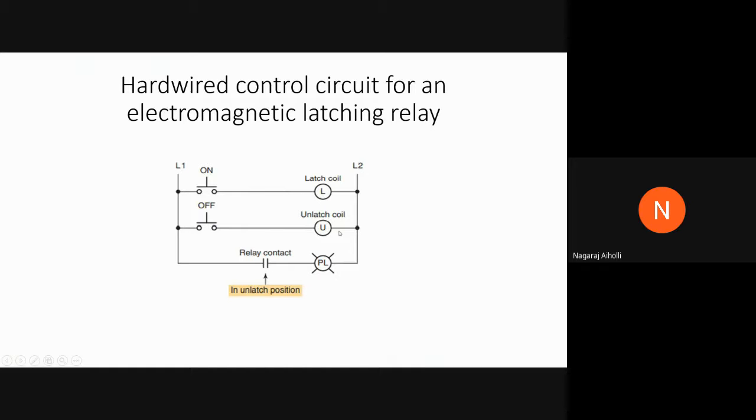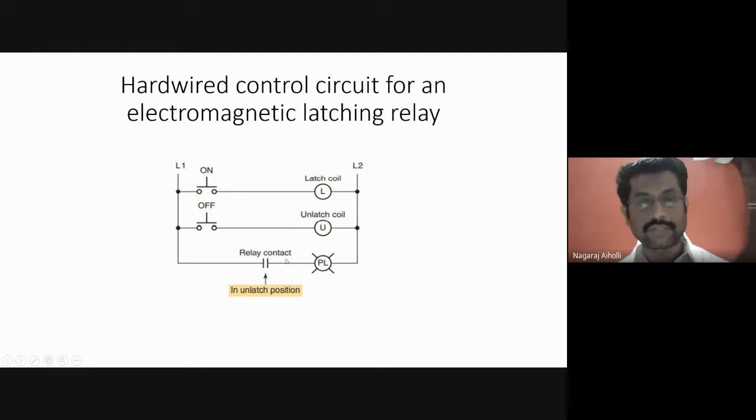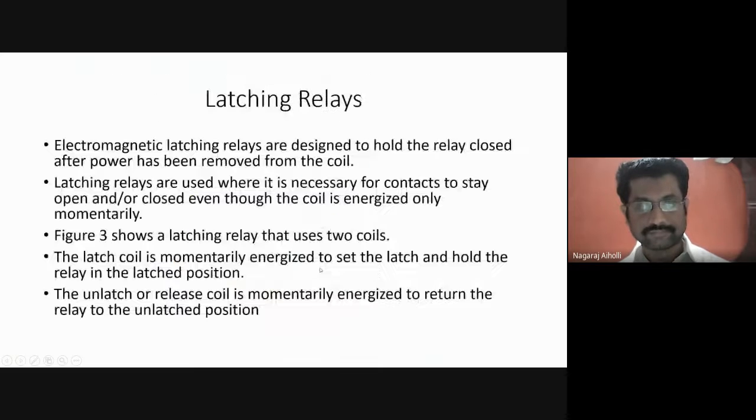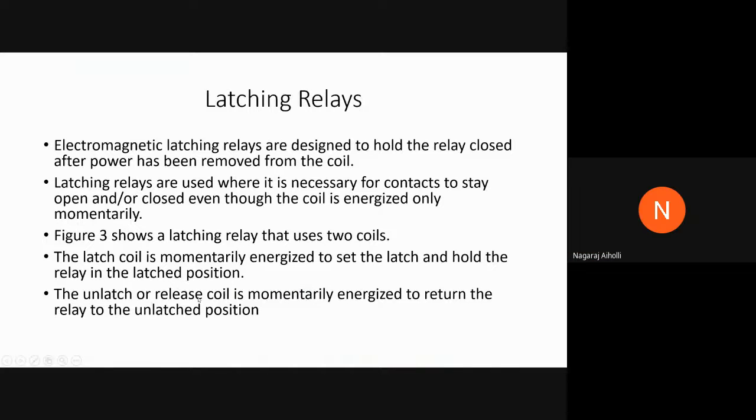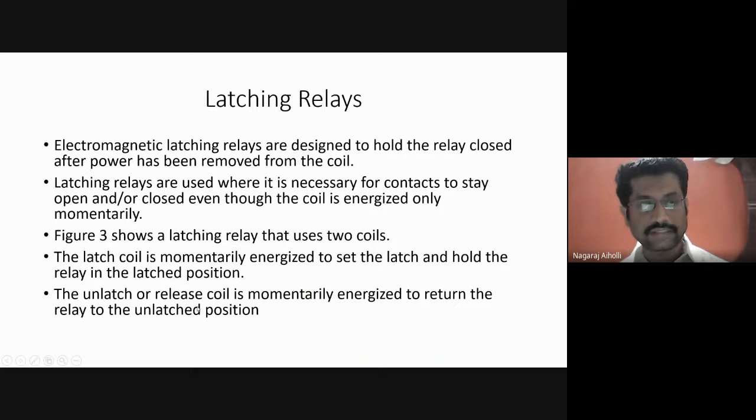Then, due to the unlatched condition of the coil, what is happening here? The pilot light will be in off state because this is in normally open state. Due to the normally open state, the current will not flow, and because of this, the pilot light will be in the off state. The latch coil is momentarily energized to set the latch and hold the relay in the latch position. The unlatched or release coil is momentarily energized to return the relay to the unlatched position.